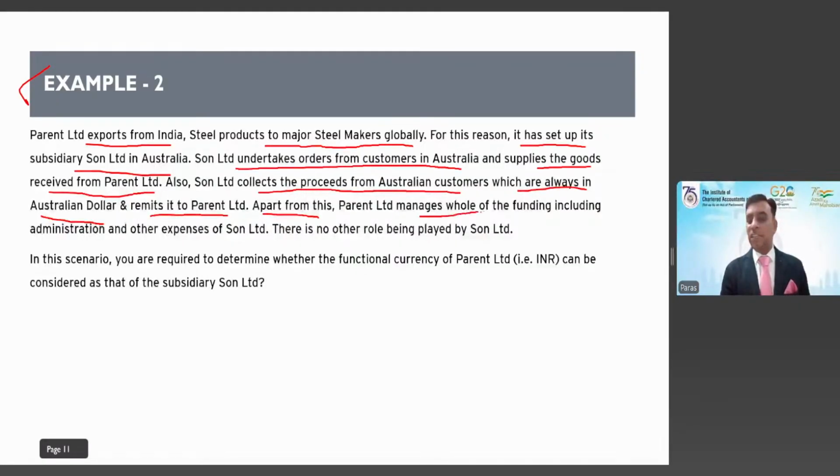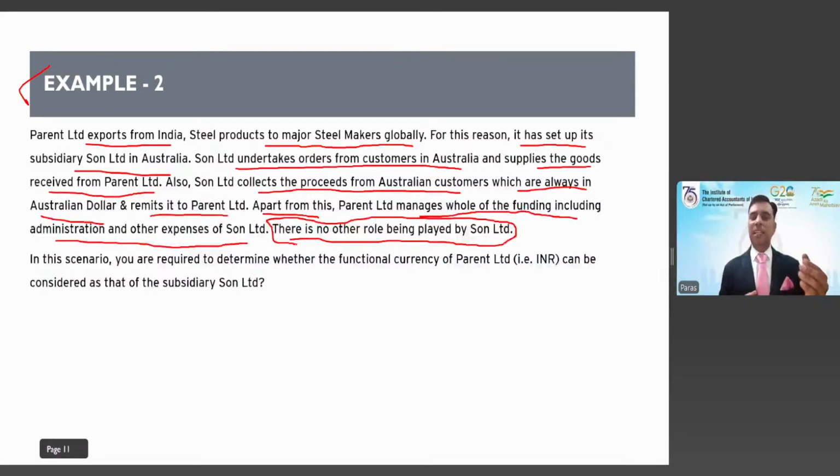Apart from this, Parent Limited manages the whole of the funding, including administration and other expenses of Sun Limited. There is no other role being played by Sun Limited. This line is extremely important. The question is saying there is no other role being played by Sun Limited. What is Sun Limited doing? Sun Limited is receiving products from its holding company and it is selling those products in Australia, and whatever is the collection, Sun Limited is remitting that collection to its parent company, right? And the parent company is also managing the funds for Sun Limited, right? There is no other role being played by Sun Limited.